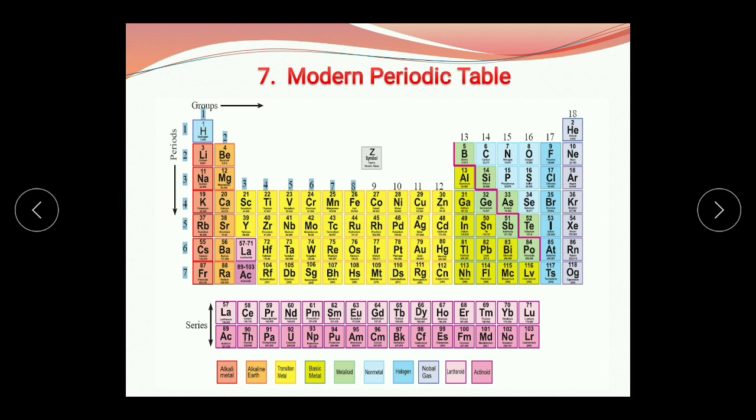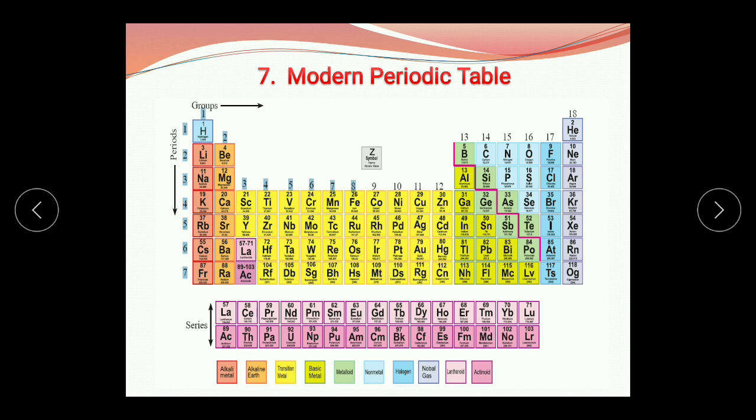The second property we discussed was metallic and non-metallic character. Metallic character increases down a group, while it decreases across a period. Why? Because ionization enthalpy decreases down the group and increases across the period. And non-metallic character increases across the period and decreases down the group.